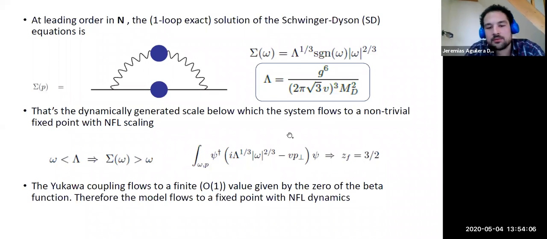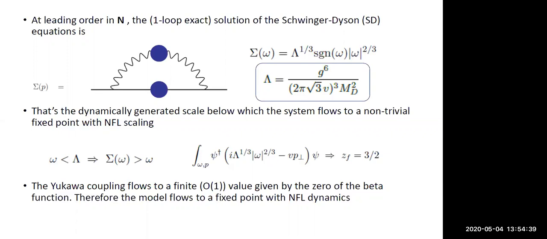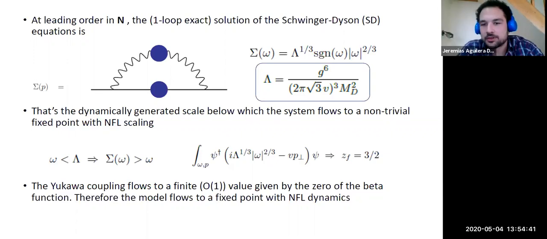So when you hear people say that this kind of interaction destroys quasi-particle coherence, or such a statement, it is essentially this thing that is happening. Moreover, the Yukawa coupling in this model flows to a finite order 1 value given by a zero of the beta function. So we have a perfectly self-consistent fixed point with non-Fermi liquid dynamics, and this is the theory of the quantum critical point. Are there any more questions about the zero temperature picture?